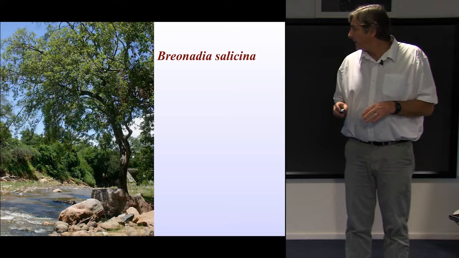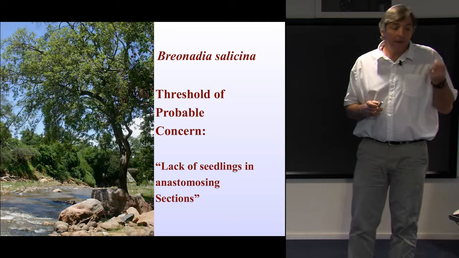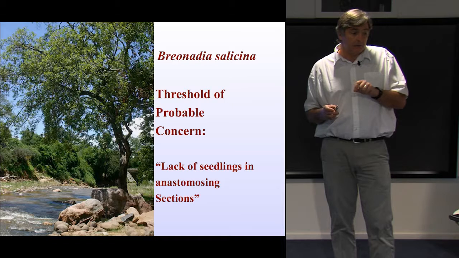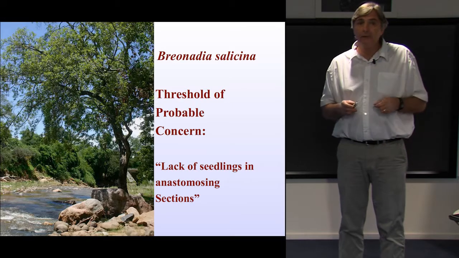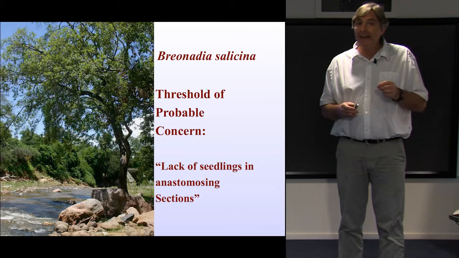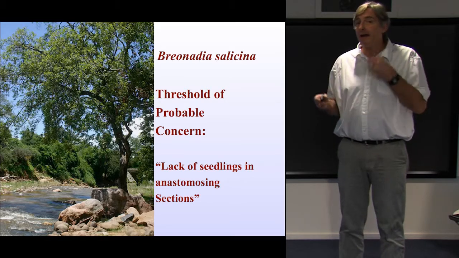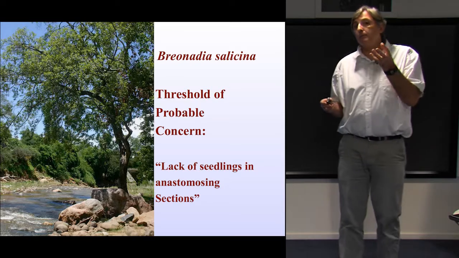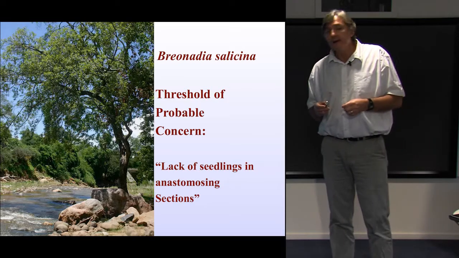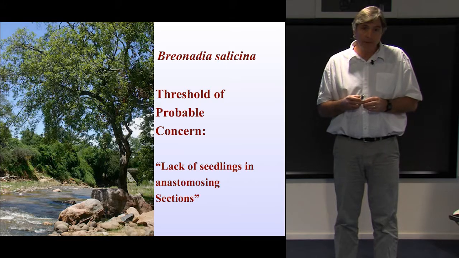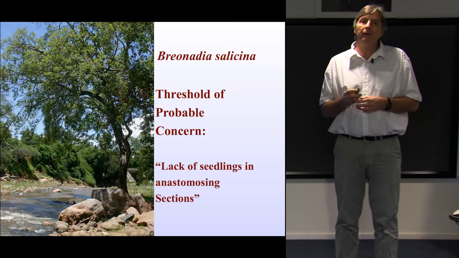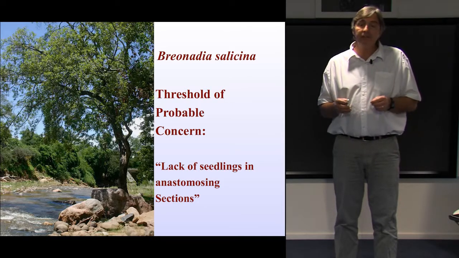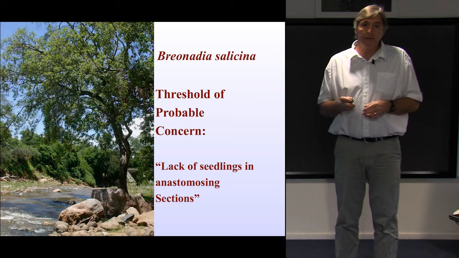So in this case, the threshold of probable concern would be if you're finding a lack of seedlings, because the adult trees will survive, in anastomosing or multi-channel sections of the river, indicating that you probably did have bedrock conditions, but now the sediment is covering over the bedrock, and that would be a long-term change in the river. So you can use all these different parts of the biodiversity to indicate what should be the flow conditions, the hydraulic conditions in the river.